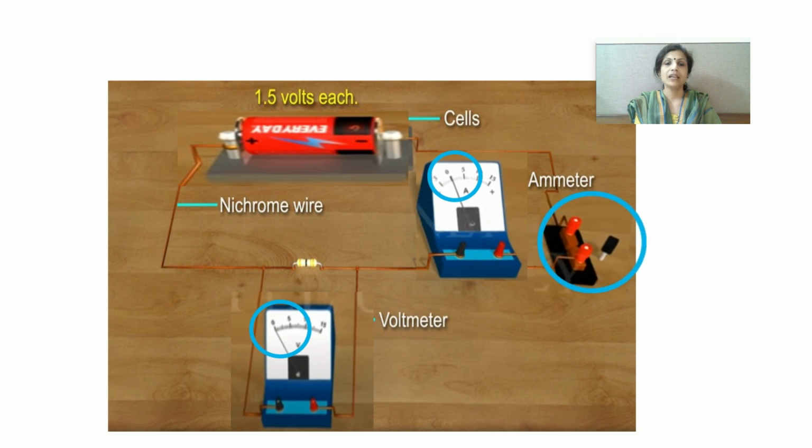That means it is off. The plug key is off, which means there is no current flowing through the circuit, isn't it? Because we have not plugged the key into the hole. And when there is no current flowing through the circuit, the ammeter is showing a reading of 0, and the voltmeter is also showing a reading of 0.